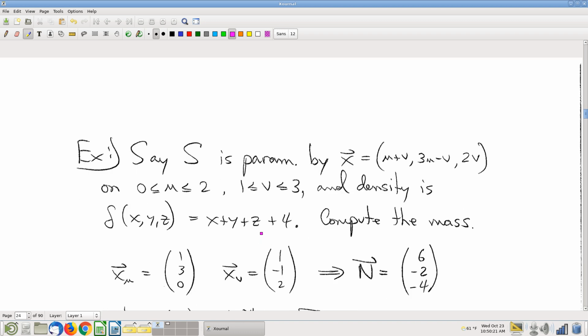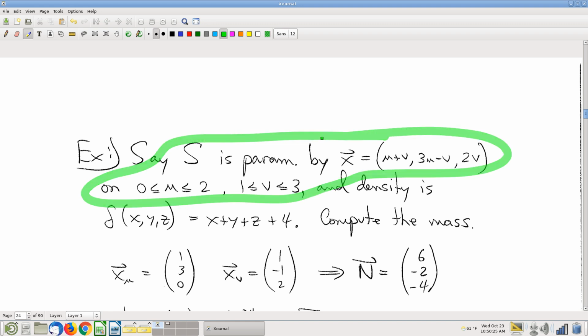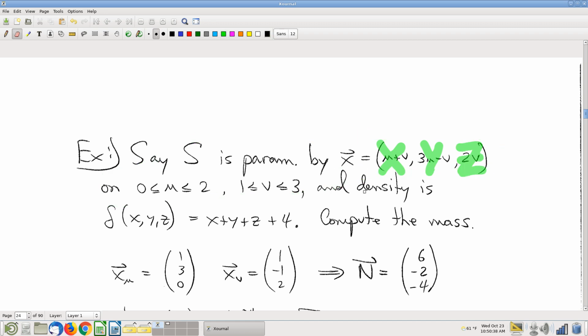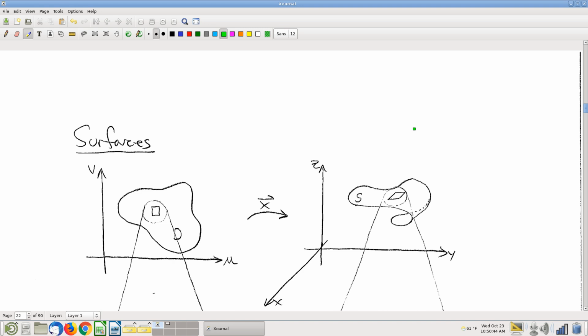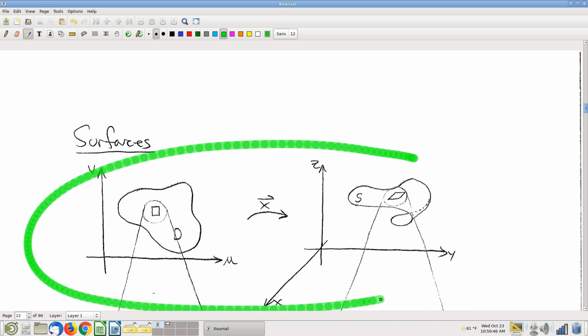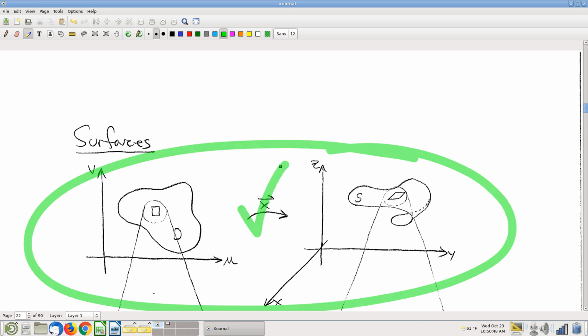Suppose I have a surface that is parameterized by this function. Notice that's a parameterization, so x and y and z are all functions of u and v, as promised. Right back to the picture. X, y, and z are functions of u and v, thus a parameterization.